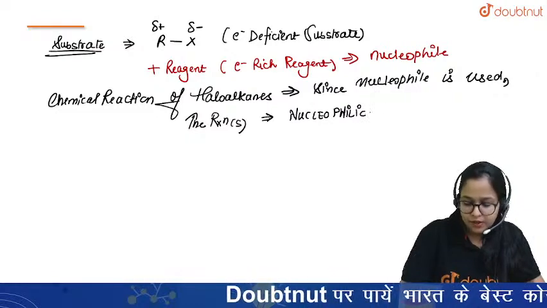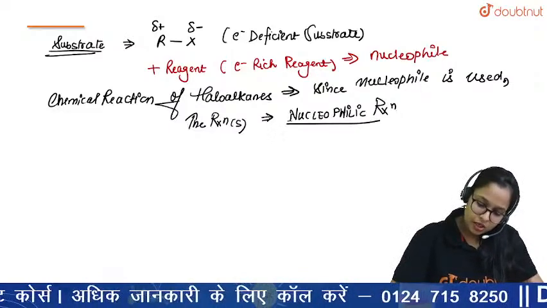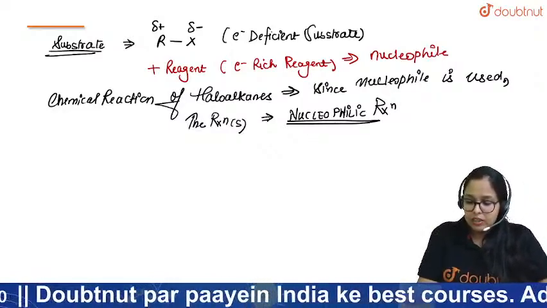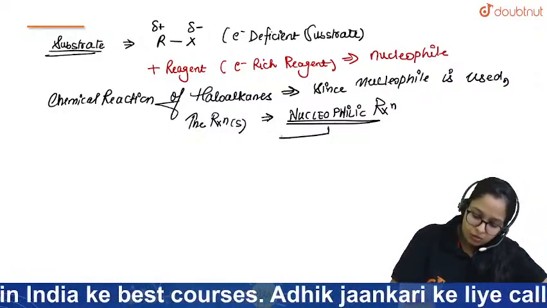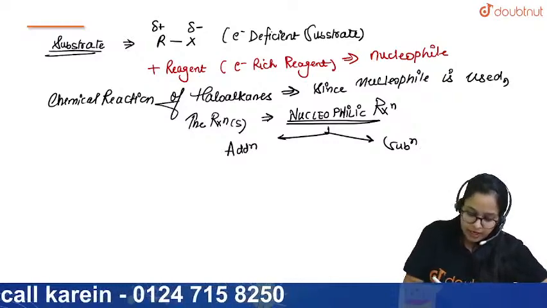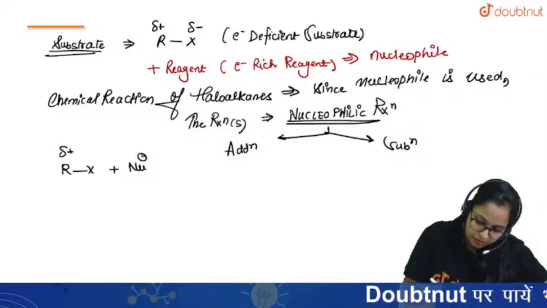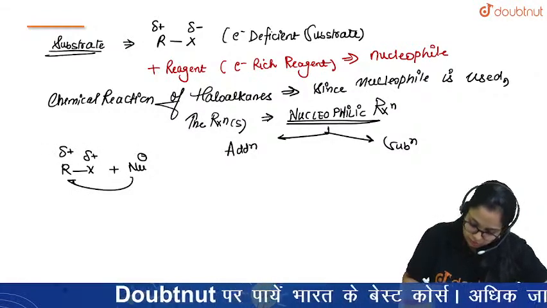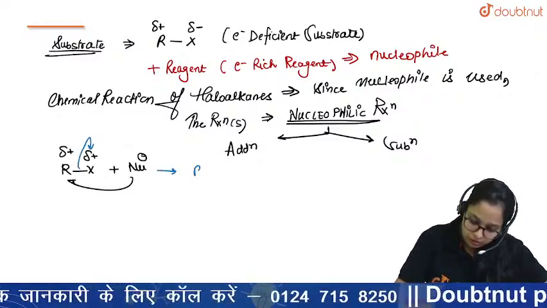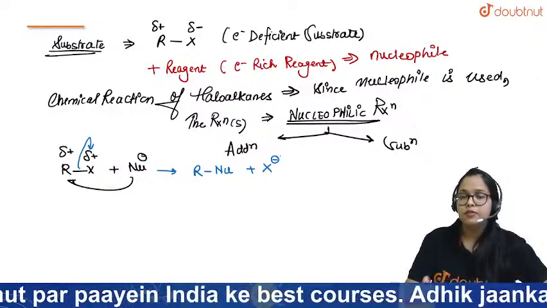Now we can further divide nucleophilic reactions in two parts. One is the SN1 mechanism, another one is the SN2 mechanism. Also, we can further classify it as an addition reaction or a substitution reaction. You must remember that in RX, which is the haloalkane, a nucleophile, which is the reagent, attracts the carbon delta positive and it removes X minus. Because halogens are very good leaving groups, new bonds between R and the nucleophile are formed. The old bond between R and X is broken.